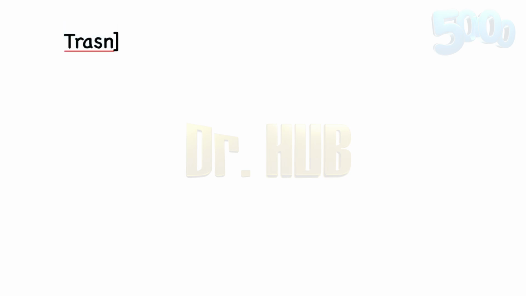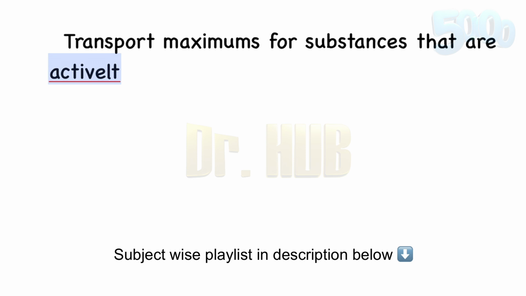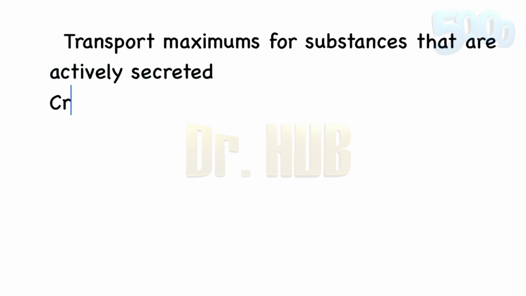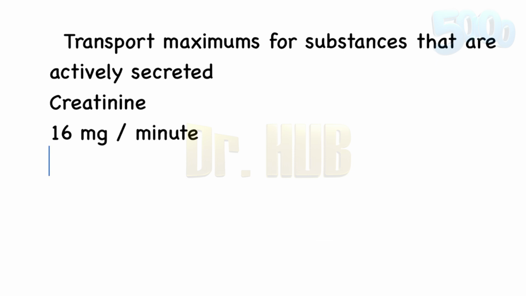Transport maximums for substances that are actively secreted. So the first one is we are looking at creatinine. So creatinine, the transport maximum is going to be 16 and the unit here will be mg per minute. And next we move on to the 80 mg per minute.